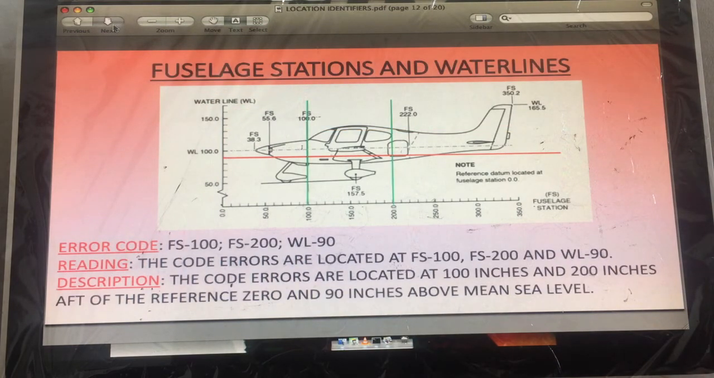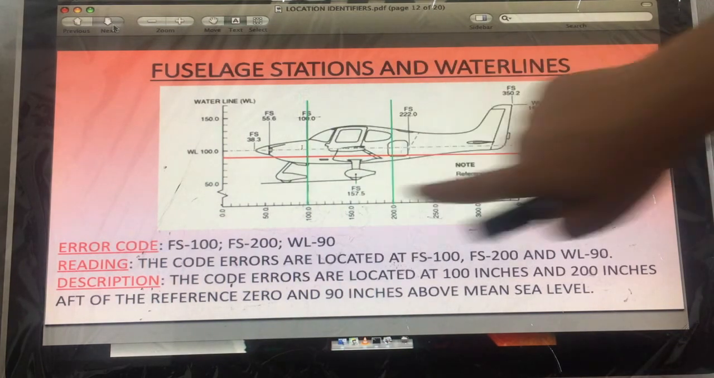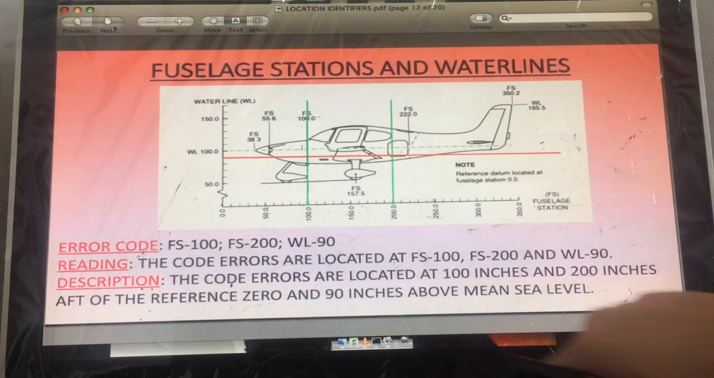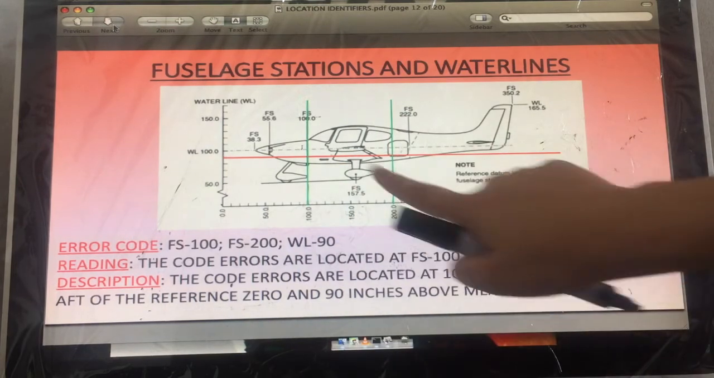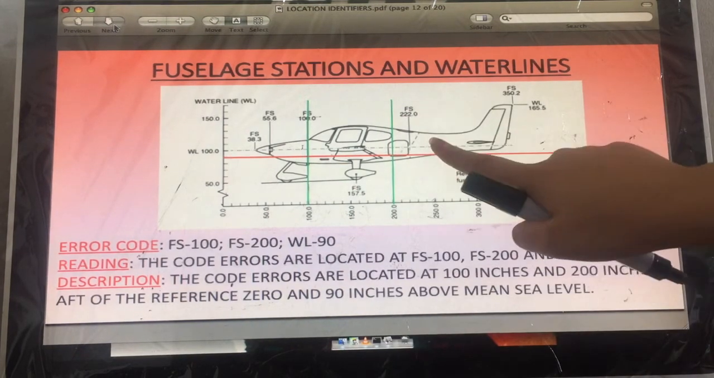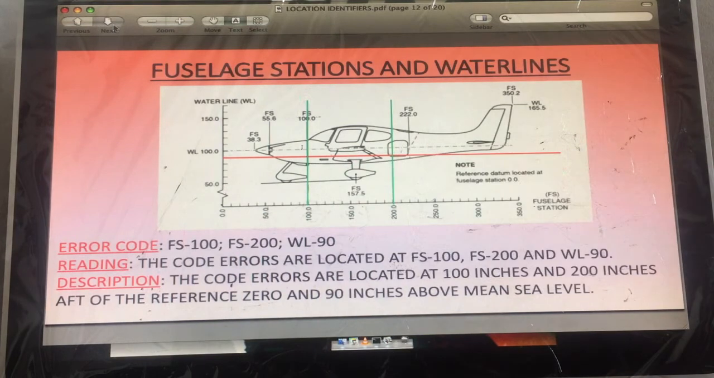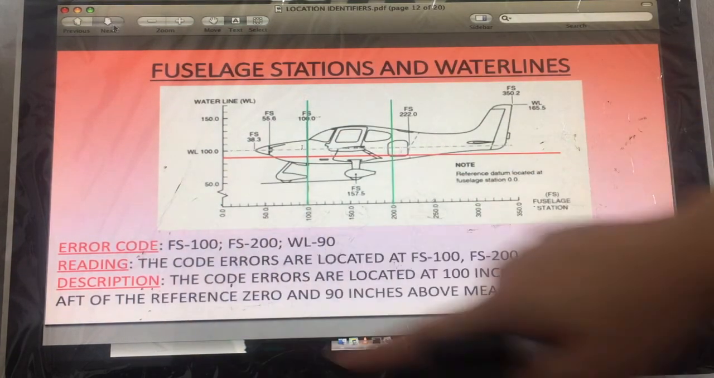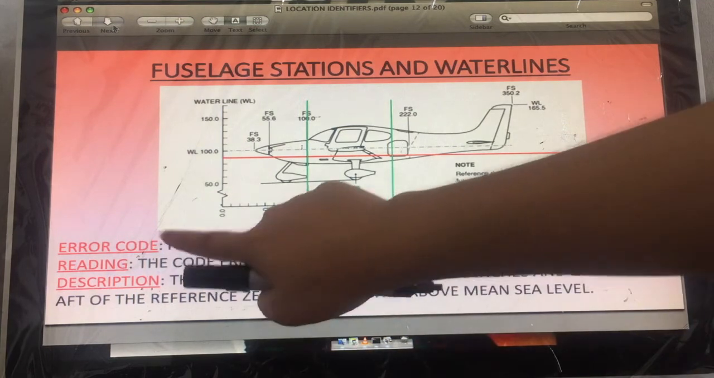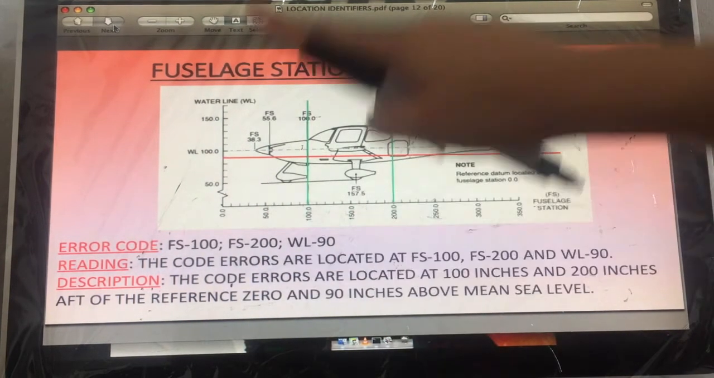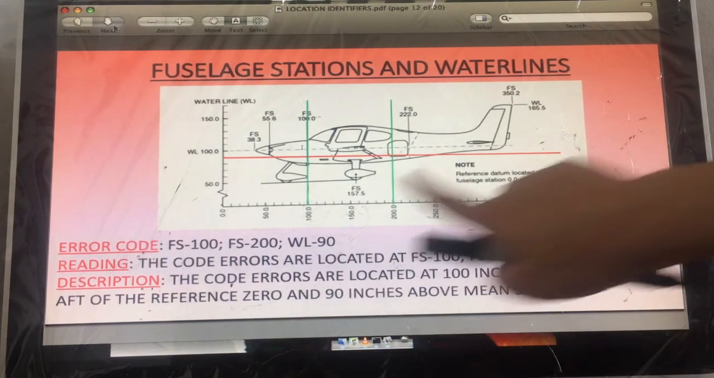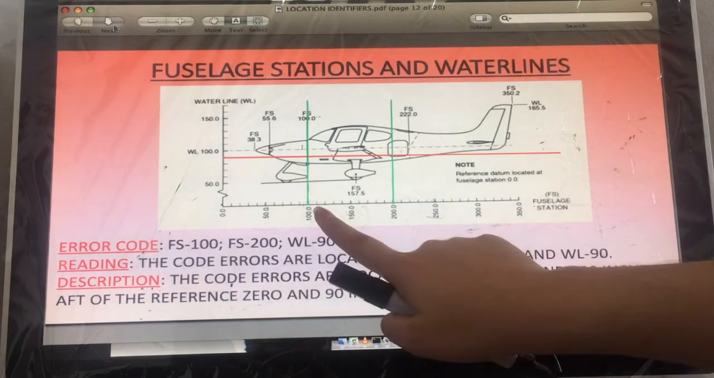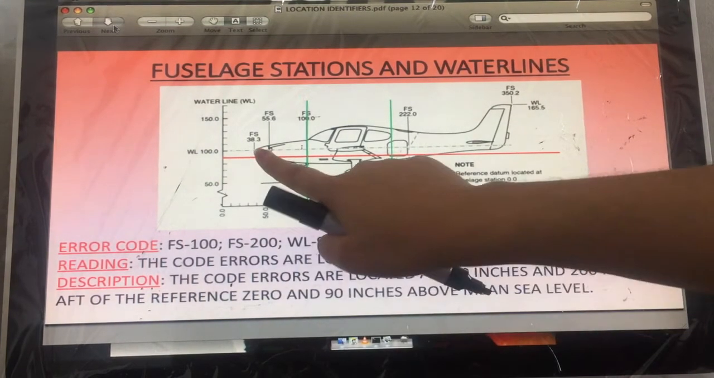Since the fuselage stations and the water lines use the same view of an aircraft, which is the right side view, pwede tayong mag-indicate ng damage both ng sabay. So, kunwari ito. We have 2 damages for the fuselage stations and 1 for the water line. So, paano natin yan lalagyan ng error code, reading, and description? So, for error code, laging nauuna ang fuselage station. Tapos, water line. So, alphabetical order, tapos ascending. Maliit muna, palaki. So, FS-100, FS-200, and WL-90.